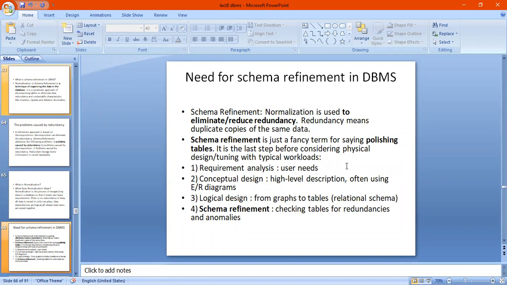Schema refinement is just a fancy term for polishing tables. It is the last step before considering physical design tuning with typical workloads. First is requirement analysis, that is, user needs. The second is conceptual design, a high-level description, often using ER diagrams. Then logical design, from graphs to tables, the relational schema. Then schema refinement, checking tables for redundancies and anomalies.